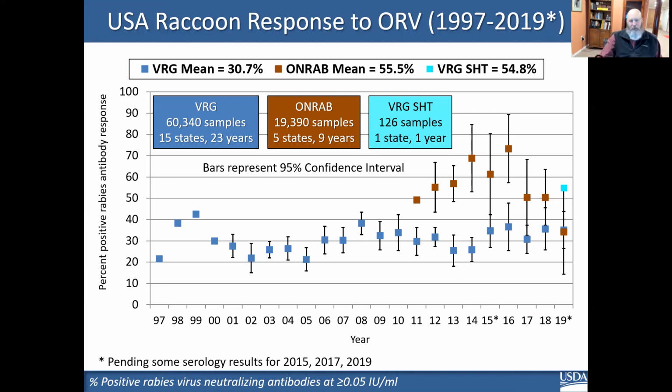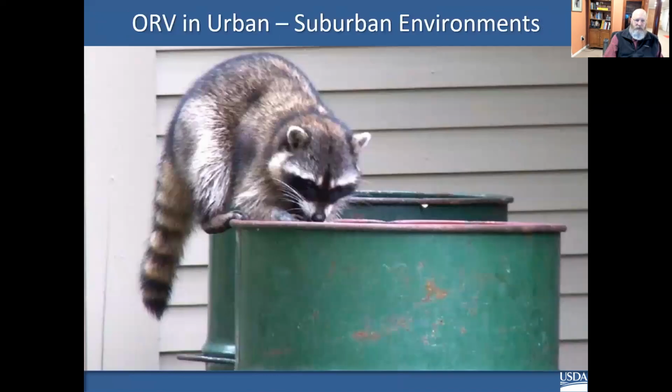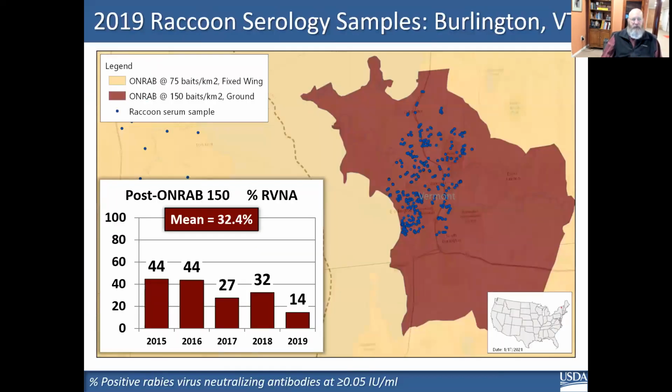We've had a little dip over time these last few years, and that's directly the result of some really low seroprevalence that we're getting in urban-suburban environments. And so that's one of our big challenges, to try to figure out what's going on there.